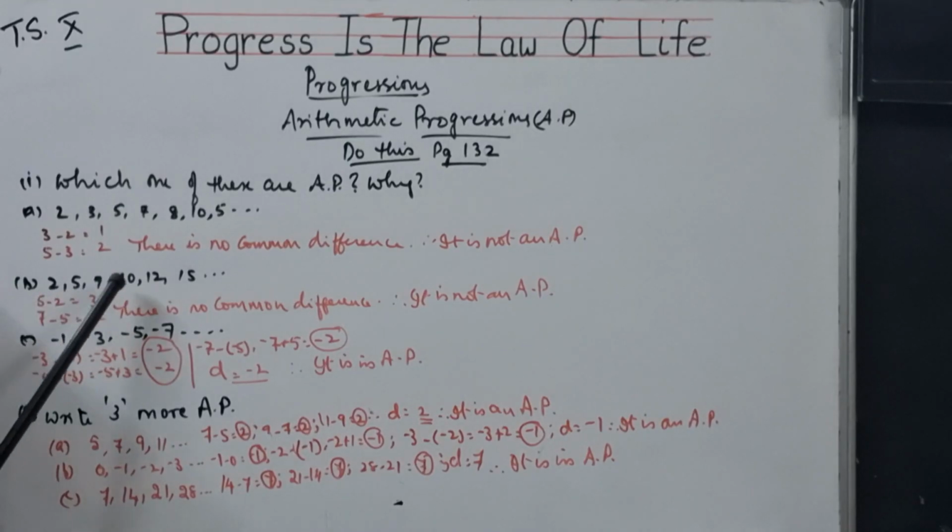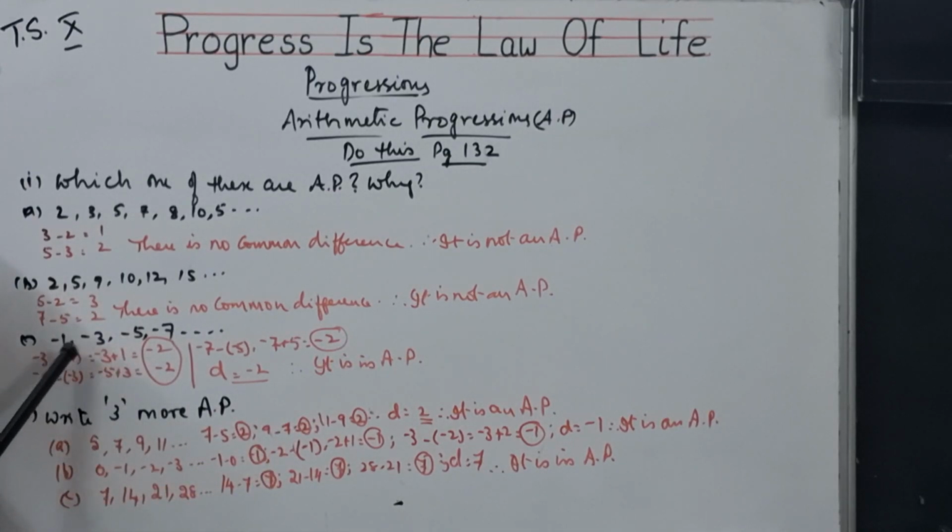Now 2, 5, 7, 10, 12, 15, and so on, they have given. So first if I take 5 minus 2, I got 3. 7 minus 5 is 2 only. So there is no common difference. Here we are understanding, we need not go for the other numbers. So we will say that it is not in AP.